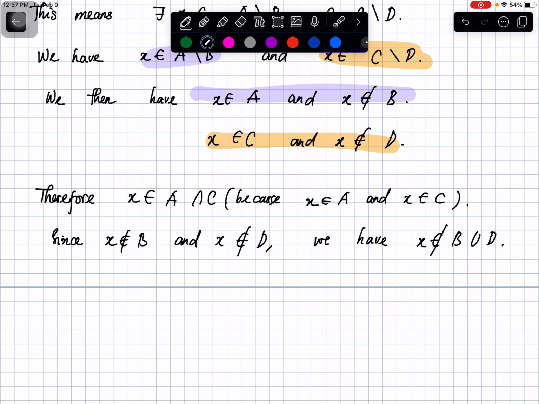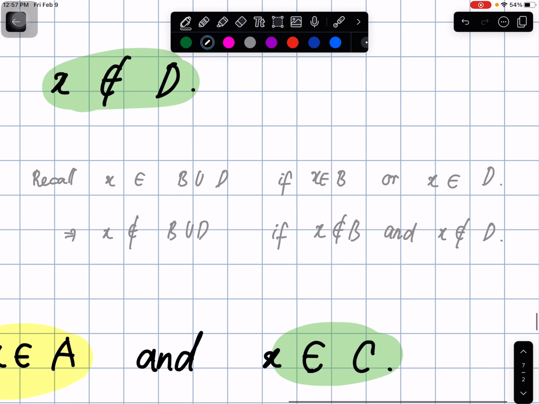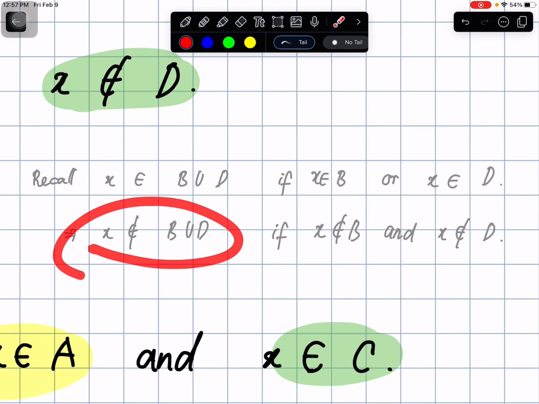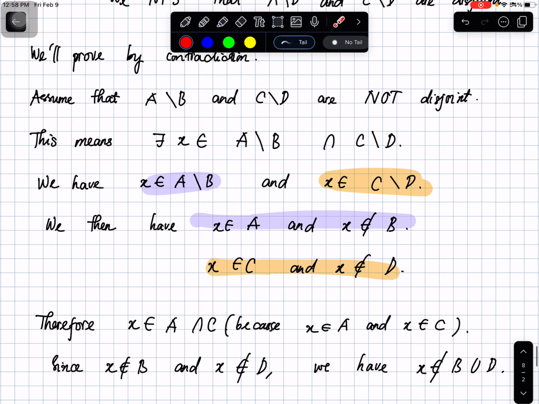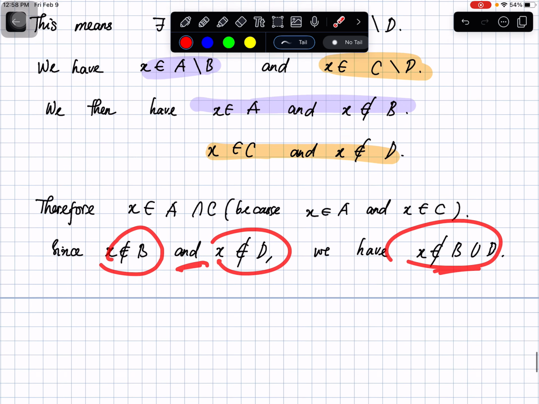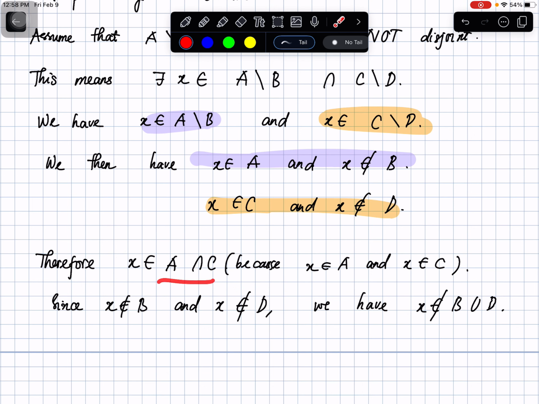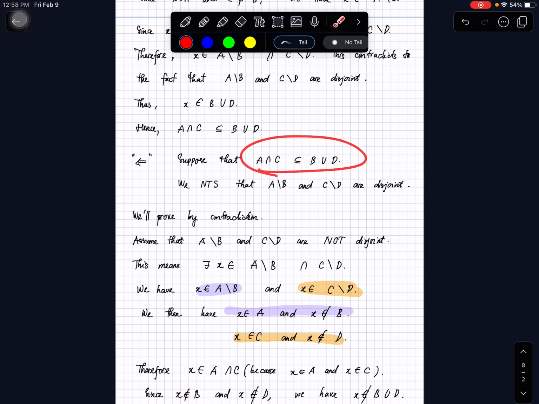I explained that a bit ago. I said that x not in B union D means x not in B and x not in D. This is exactly that. Okay, we have x in A intersect C, but x not in B union D. This is not true, right? This contradicts this hypothesis.